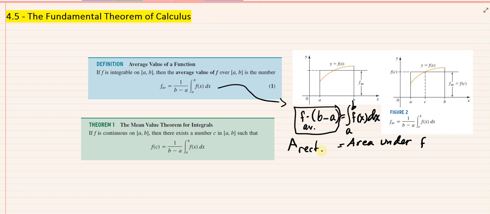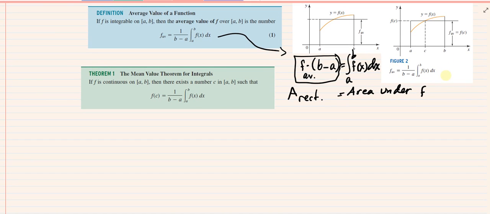Okay, so let's take a look at our mean value theorem here. The mean value theorem says that if the function is continuous on a closed interval from a to b, then there exists a number c so that we can attain the average value of the function, right? f at c would equal 1 over b minus a times the definite integral from a to b of f of x dx.